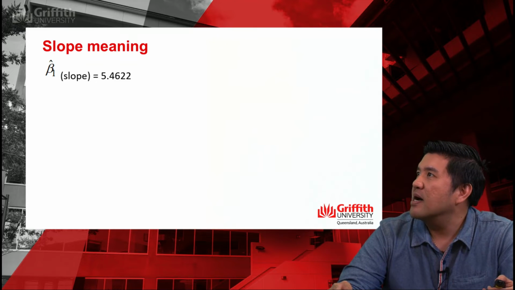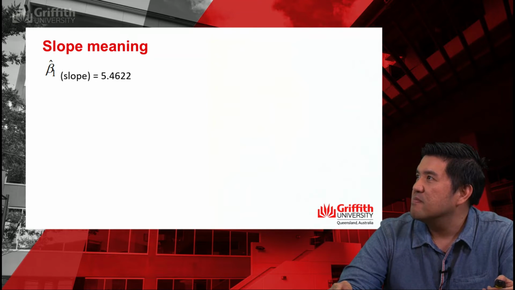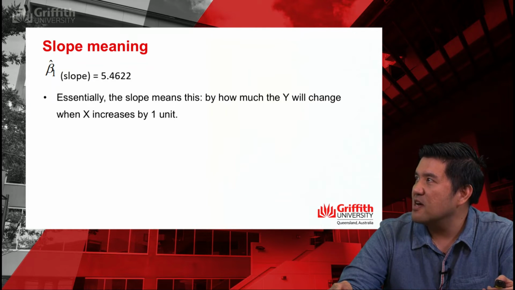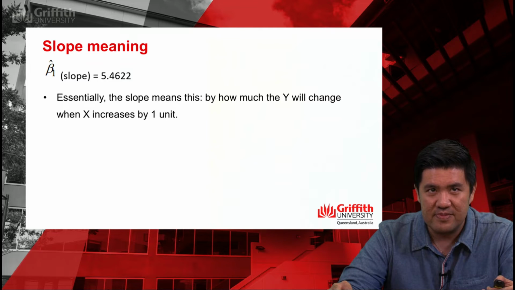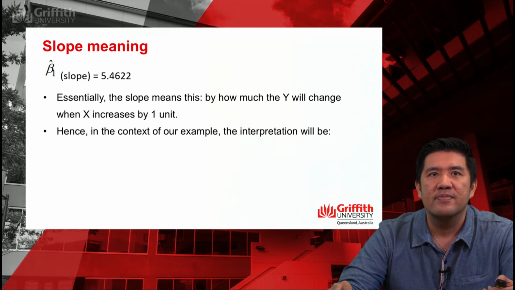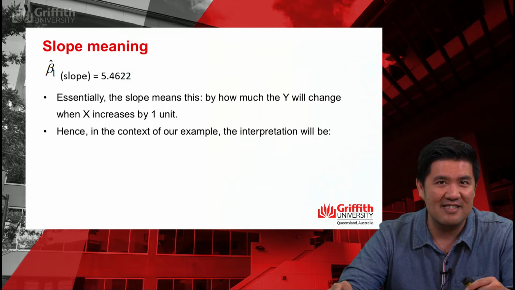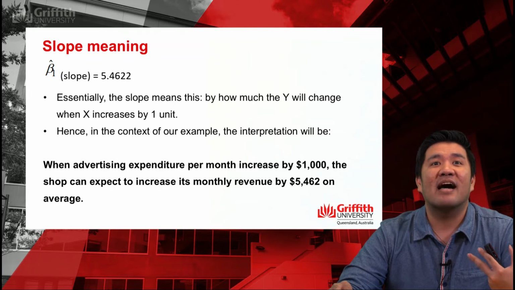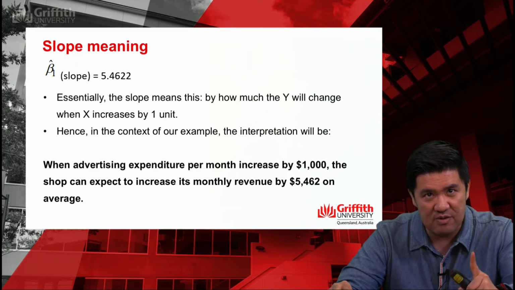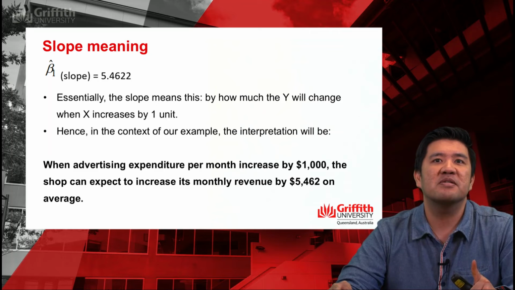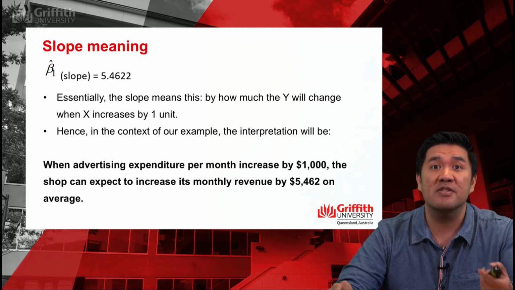Interpretation of the slope. Beta 1 hat slope is equal to 5.4622. Essentially, the slope means this. By how much the y will change when x increases by 1 unit. Okay? Hence, in the context of our example, the interpretation will be as follows. When advertising expenditure per month increases by 1, but remember 1 here means $1,000 because the unit of measurements on advertising expenditure is in thousands of dollars.